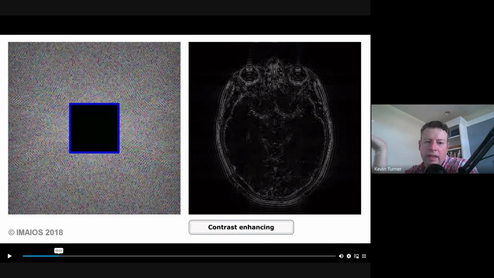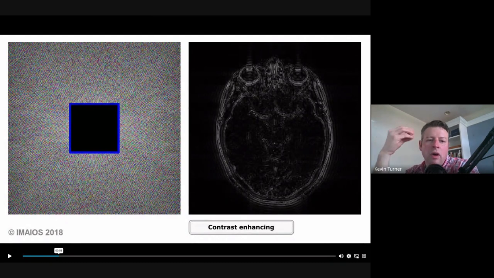All right, so that's our goal this week. We want to understand how these sharp lines get made. Because if we don't have good sharp lines of anatomy, then the radiologist can't tell healthy tissue from damaged tissue, right? And then they can't make a diagnosis.